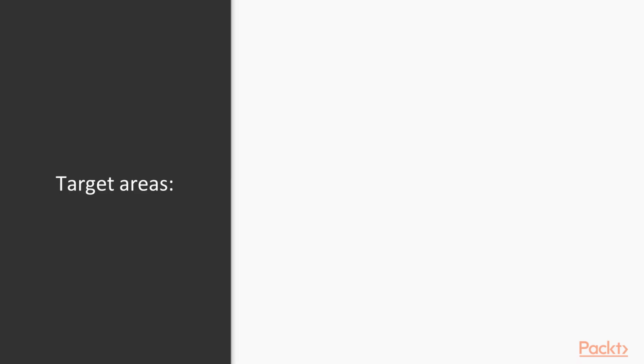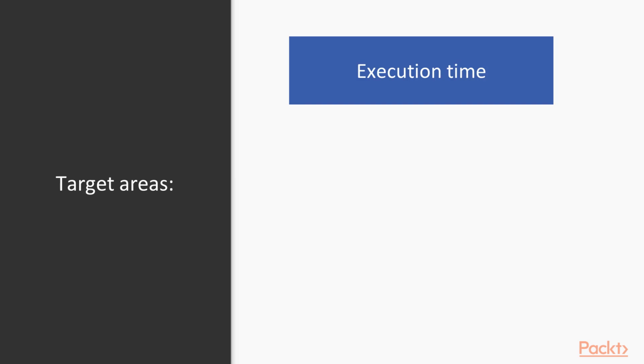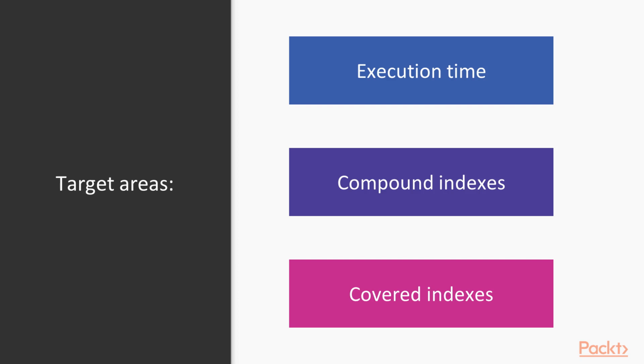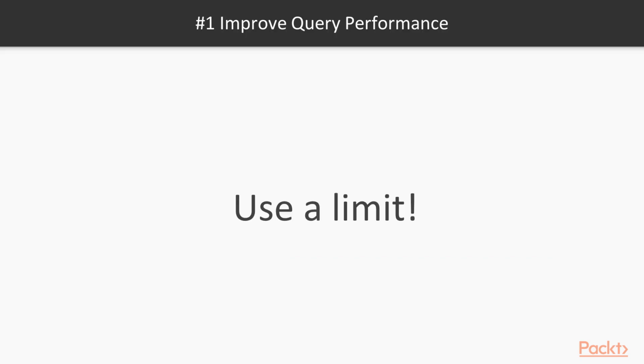Now that we have analyzed the plan of the query, we will work on improving the performance of our query. So we are going to be targeting three major areas. The first is execution time, then using compound indexes, and then finally using covered indexes. Let's start with the first option, and that is improving execution time. The one thing that you must have noticed in the previous result is that the query doesn't do too well in terms of performance, and we can actually step in to improve its execution time, thereby affecting its performance in a good way.